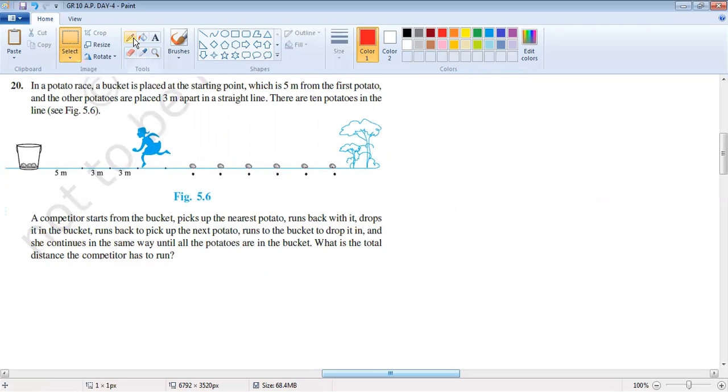Fine. So this is completely application oriented. In a potato race, a bucket is placed at the starting point, which is 5 meters from the first potato. So this is the first potato, second, third, fourth, then 5, 6, 7, 8, 9, 10. There are totally 10 potatoes placed.